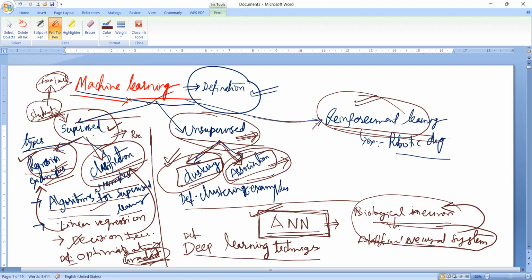Here also the linear regression definition, decision tree definitions, optimization definitions and gradient descent algorithms I will explain with the help of some mathematical tools. Next, we'll start with machine learning.